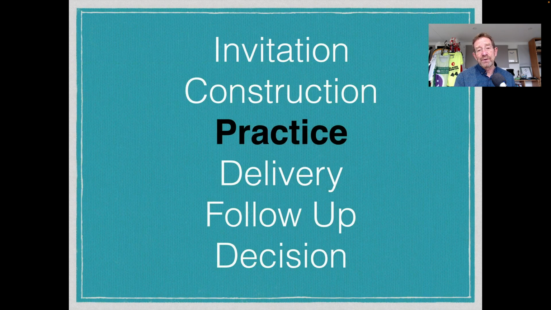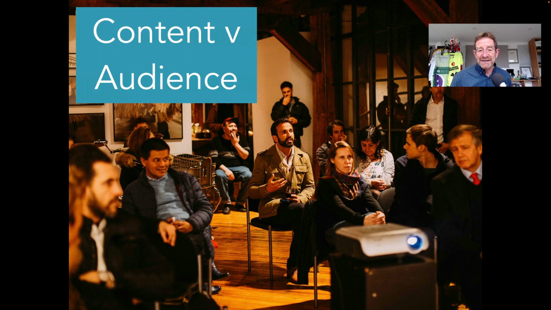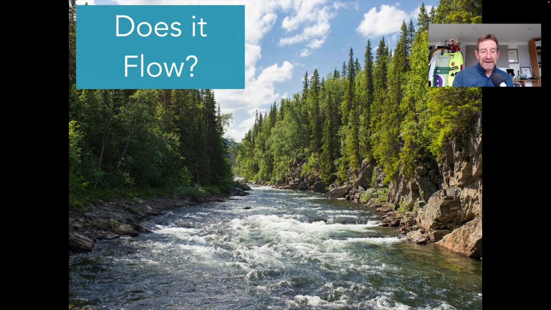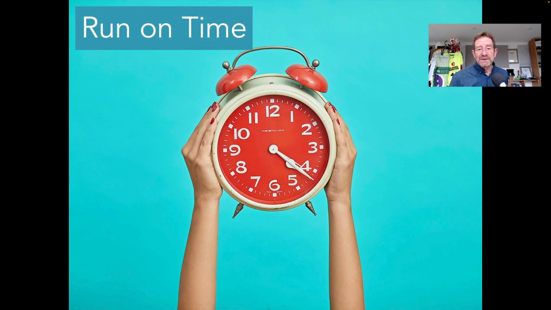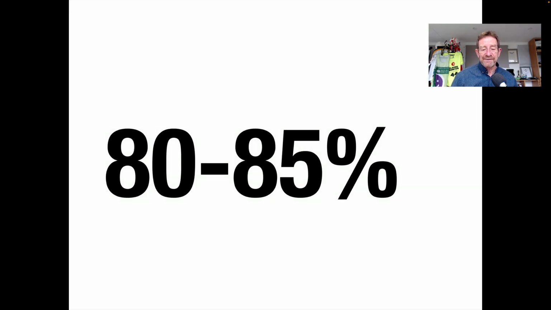Now, number 2, once you've done the construction, practice it. And when you practice it, you can check, does the content match your audience's expectations, or what you know of your audience expectations? Or is it all about you? So make sure it's all about them and it's ready for them, whoever they happen to be. Does it flow is a big question to ask. You don't want it all chunky. And can you run it on time? And the best way to run on time is when you practice, make sure you only use a maximum of 80 to 85% of your allocated time.